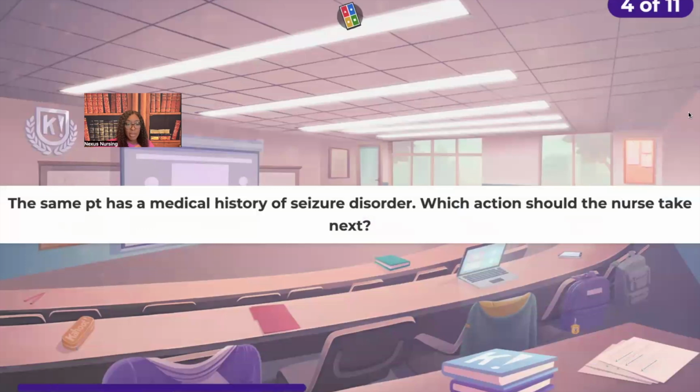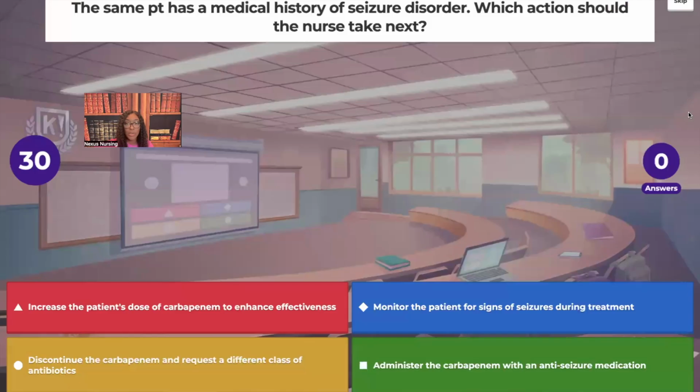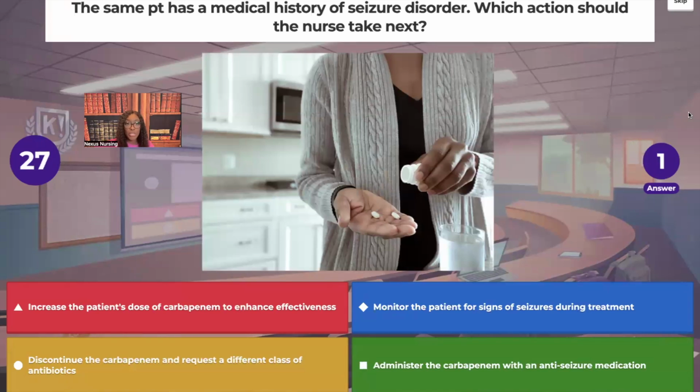So the same patient, that patient that has taken a carbapenem, they have a medical history of seizure disorder. What action would you take? So you looked in that patient's medical chart and you see they have a history of seizure disorder. What are you going to do?